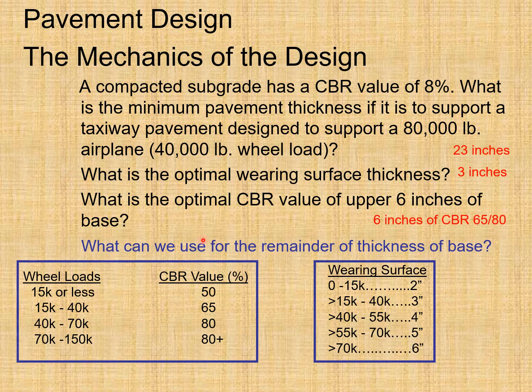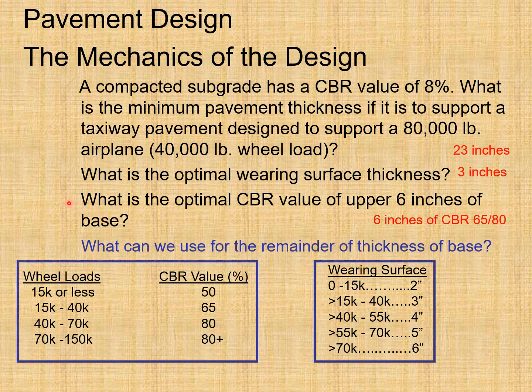For that you will have to consult this table, and you can see here the wheel load that you are considering, that is 40,000. In this case you can see that when the wheel load is more than 15 kips and up to 40,000 pound, the thickness required for the wearing surface is 3 inches. So from that we have got 3 inches.